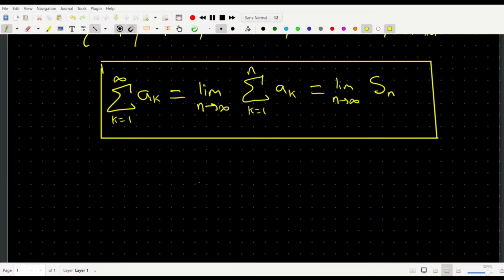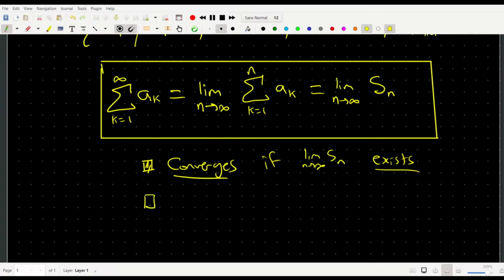You say that this infinite series converges if the limit of this sequence of partial sums exists, and we say that this infinite series diverges if the limit of the sequence of partial sums diverges, or does not exist.